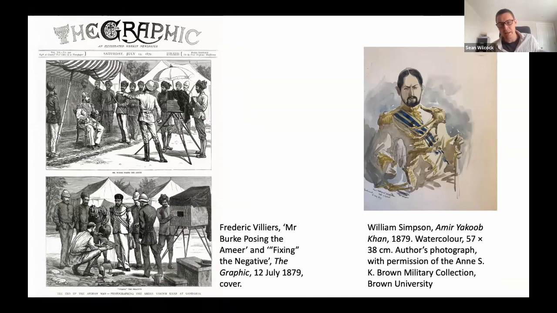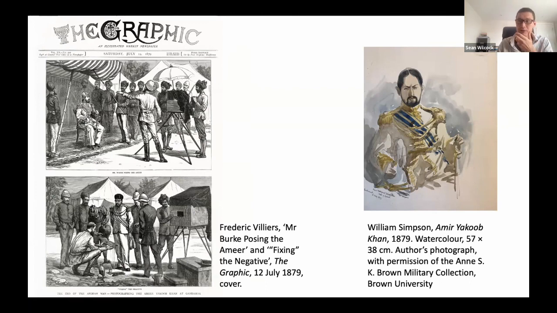In 1879, the Graphic announced the conclusion of the Anglo-Afghan War, what was thought at the time, at least, to be the conclusion. It turned out not to be. And it ran this front page illustration by their artist on the spot, Frederick Villiers. And it shows the new Emir of Afghanistan, and then peering at his portrait as it emerges from the glass plate photographic negative.